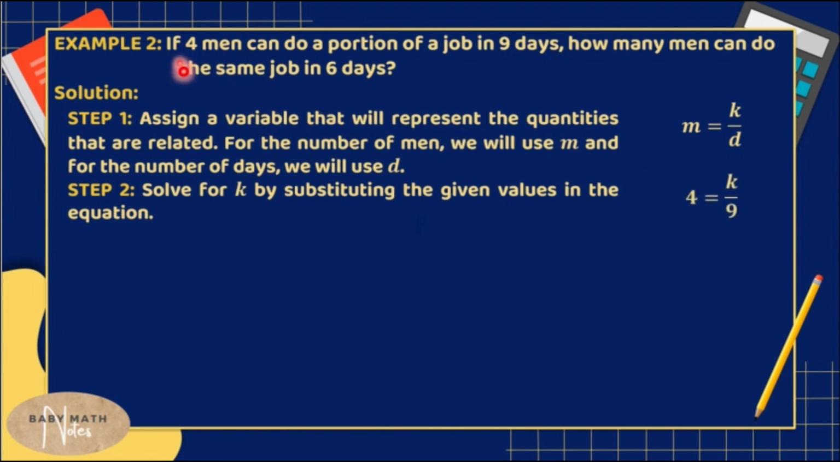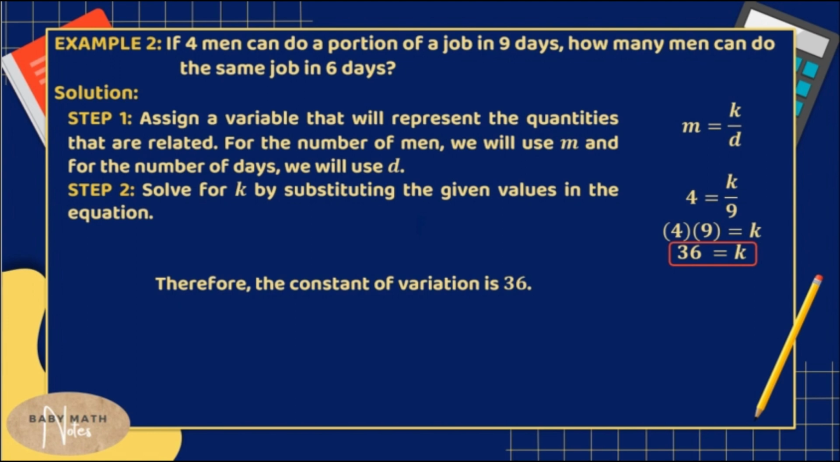So what is the given? For m, here, the number of men, sabi dito, yung 4 na tao, kayang matapos yung trabaho ng 9 days. So, si m, isa-substitute natin yung 4. And then, 9 days, syempre kay d yun since d, we use d for the number of days. So, dito yon sa denominator natin, lagay natin yung 9. And then, cross-multiply. So, 4 times 9 is equal to k. Therefore, k is equal to 36. And that is the constant of variation.